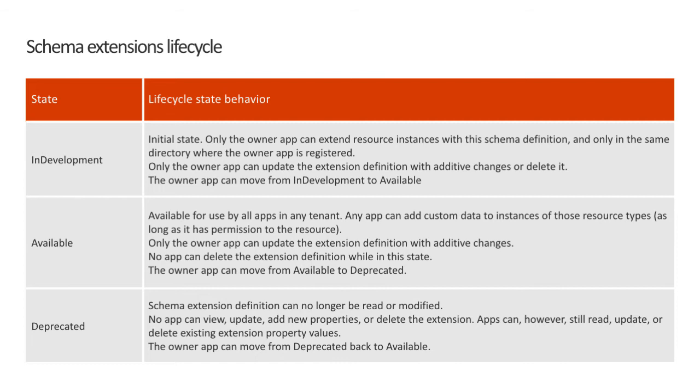Once an extension is in the deprecated state, schema extension definitions can no longer be read or modified. No app can view, update, or add additional properties or delete the extension. Apps can still read, update, or delete existing extension property values. Now, the owner app can move from the deprecated state back to available if they so choose.